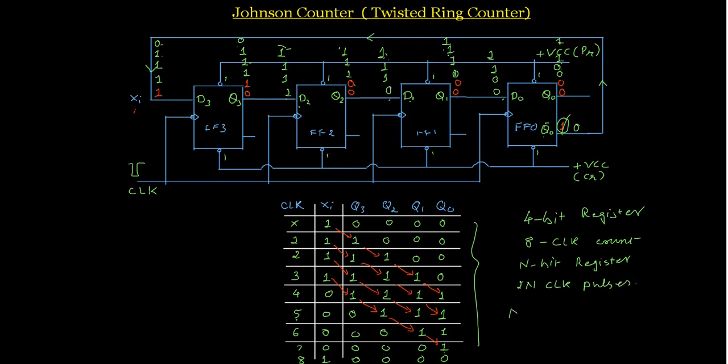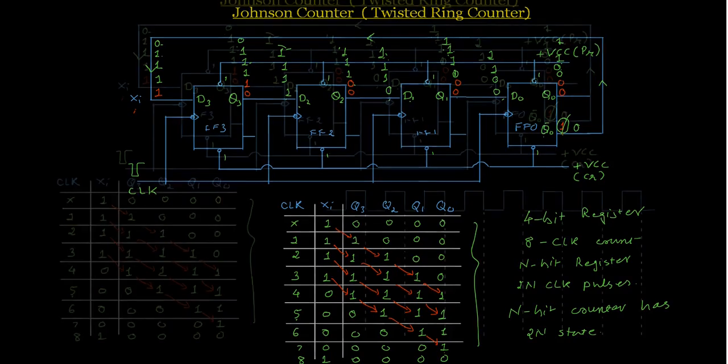So an n-bit counter has 2n different states. In case of the ring counter, if we have an n-bit register, then the number of states was n. Here we have 2n states. Now let us see the waveform.